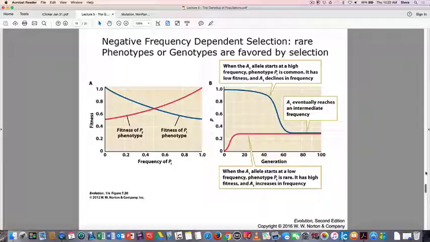So it's pretty simple. What we're imagining is fairly simple. Let's look along here. Here's fitness. Here's the frequency of one allele. Let's just say we have P1 and P2. So again, you have 3 genotypes, 2 alleles, P1 and P2. And you can make these curves any way. Here, the red curve represents the fitness of the P2 phenotype as a function of the frequency of P1. The blue represents the fitness of the P1 phenotype as a function of the frequency of P1. So let's look at this.